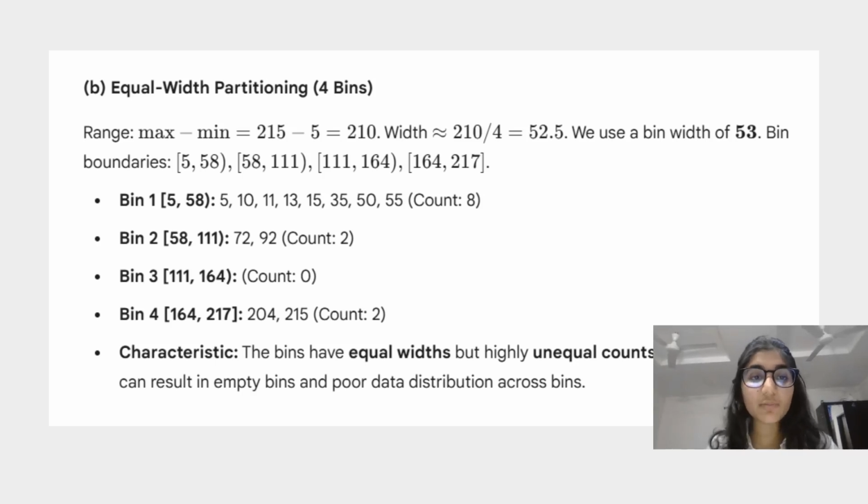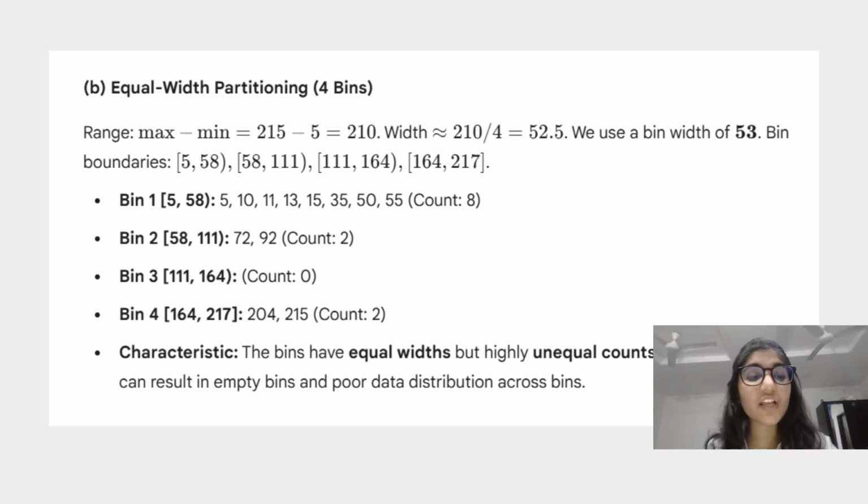Then B is equal width partitioning, that is 4 bins. The range is max minus min, that is 215 minus 5, that is 210, and the width is 52.5. So we use a bin width of 53, with bin boundaries as 5 to 58, then 58 to 111, then 111 to 164, then 164 to 217.